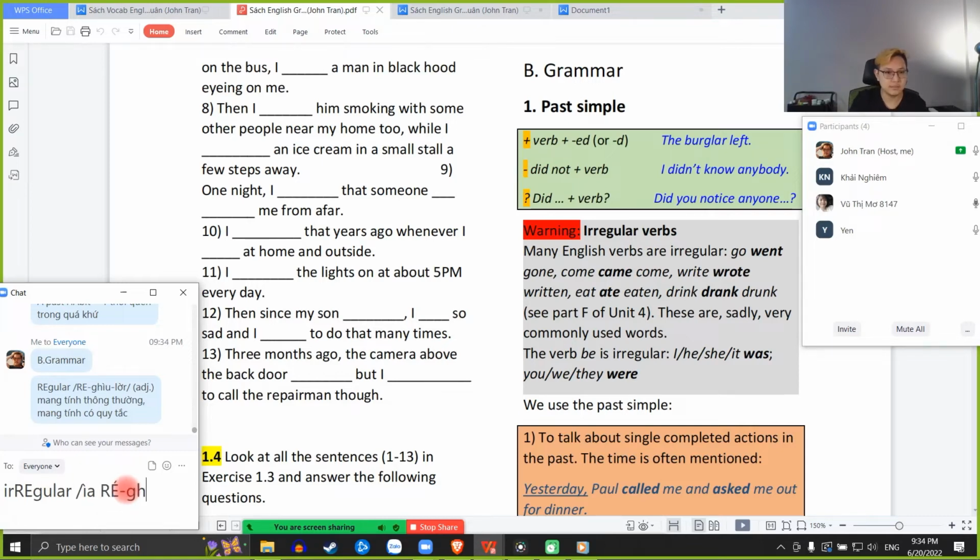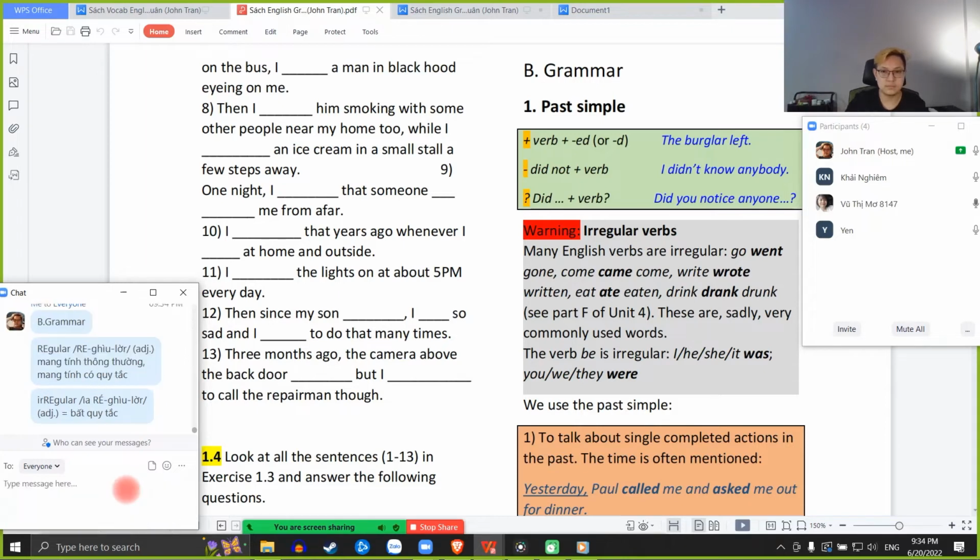The verb be is irregular. I, he, she, it, was. You, we, they, were.